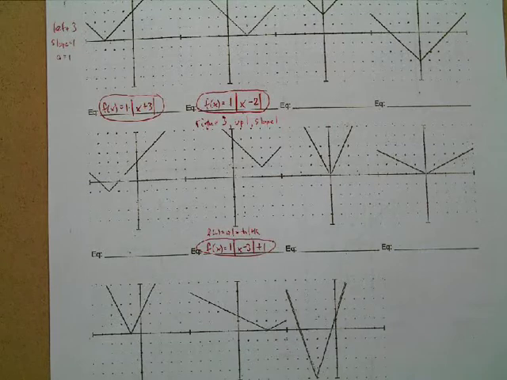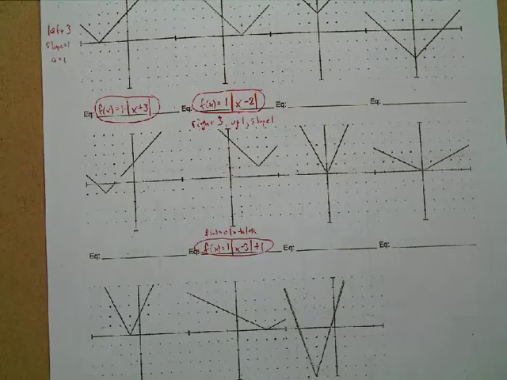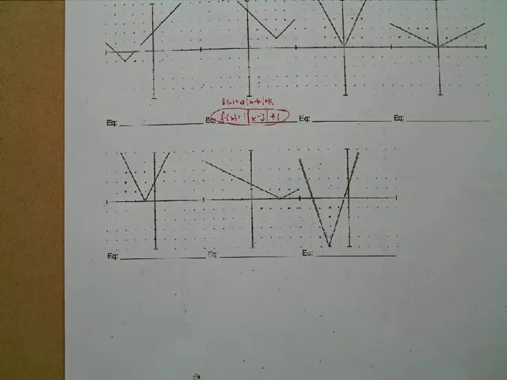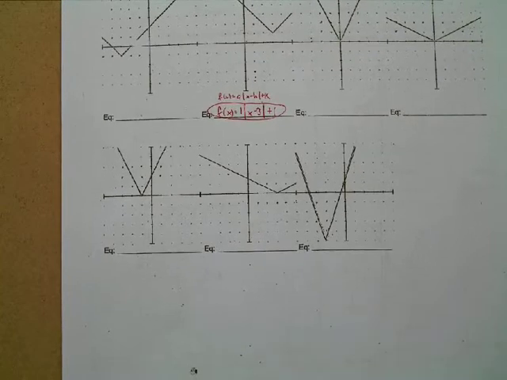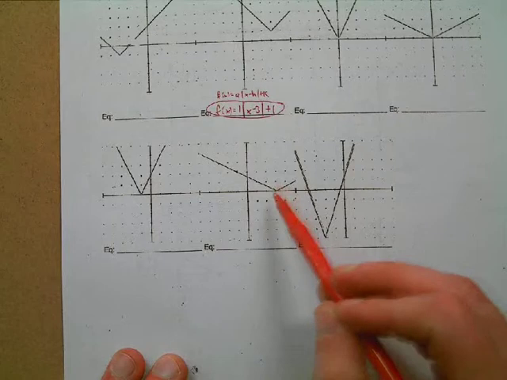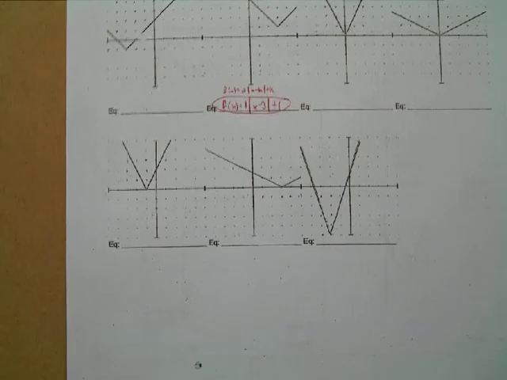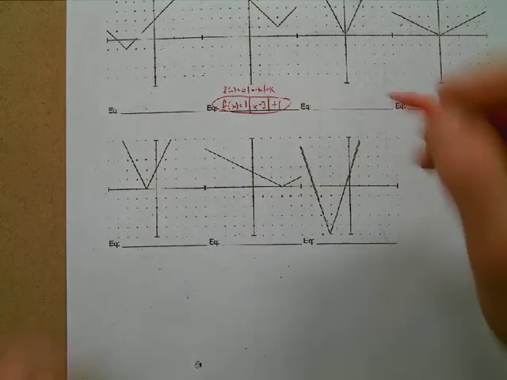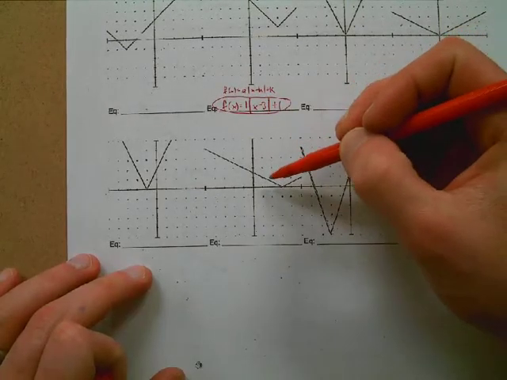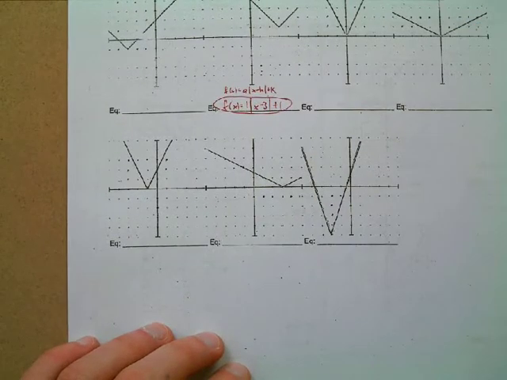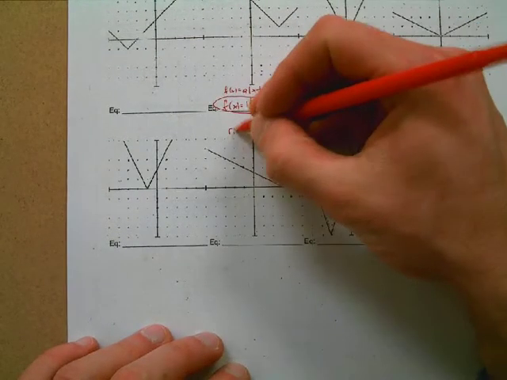Let's do one more here together. I'm going to go down one more here. Let's do this one here. Okay? If I zoom out here, it's the bottom row, second one in from the bottom row. Okay. How are we shifted here? Okay, we'll get to the slope in a second. Just how are we shifted? Which direction are we shifted here? Jackson? Right three.